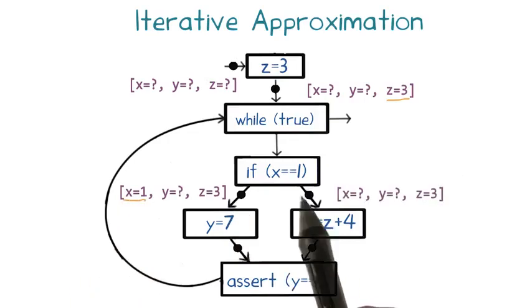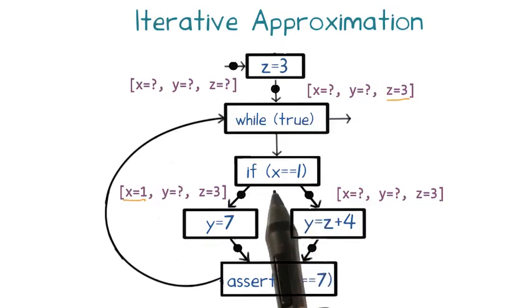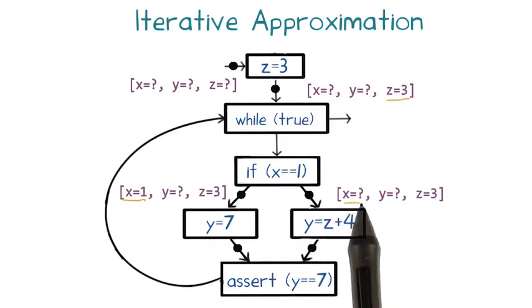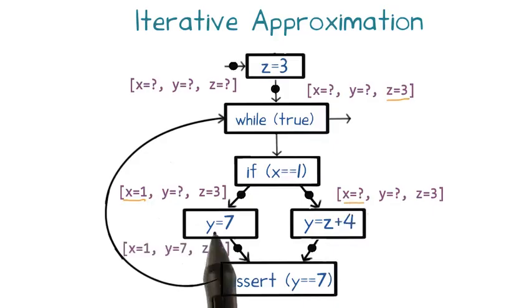Notice that in the false branch of this condition, the analysis does not know whether x has a constant value in all runs of this program. So it continues to indicate that the value of x is unknown. Similarly, after the statement that assigns 7 to y, the analysis knows that the value of y is the constant 7. The analysis has thus concluded that every time this program point is reached in any run, x has value 1, y has value 7, and z has value 3.